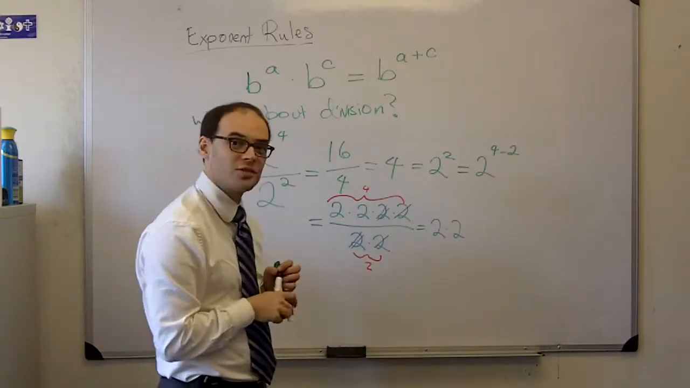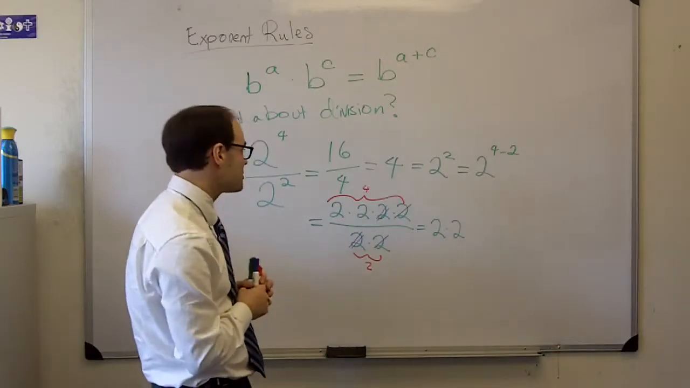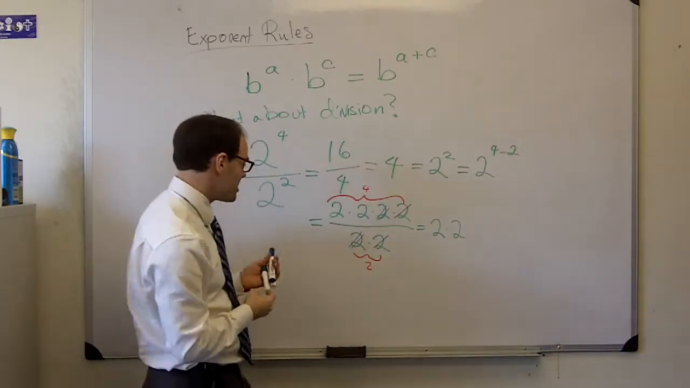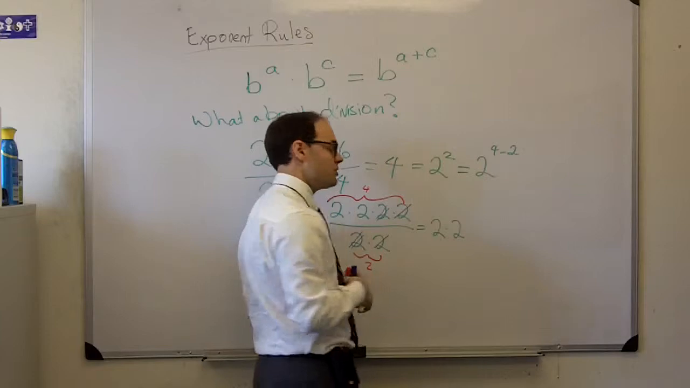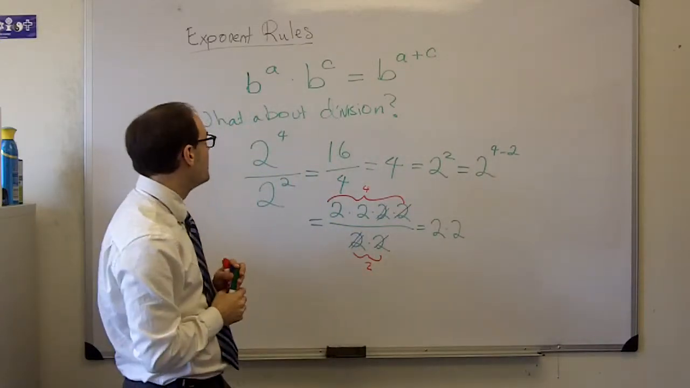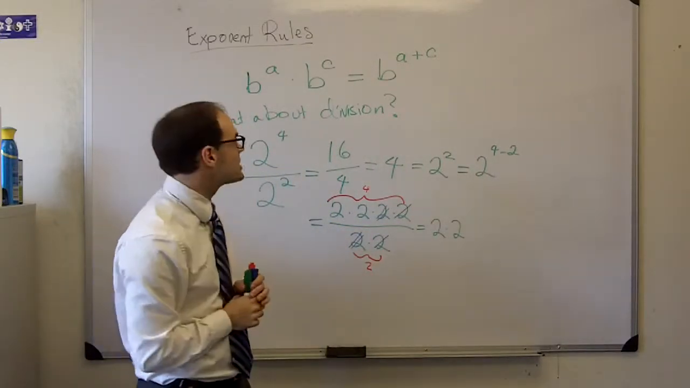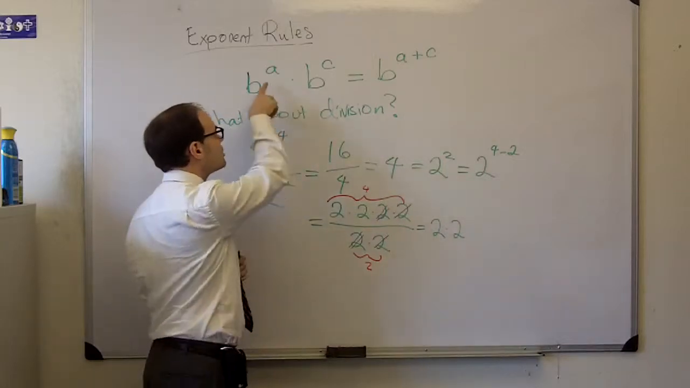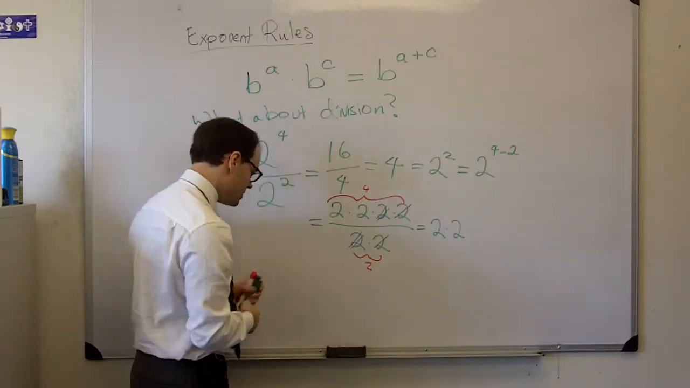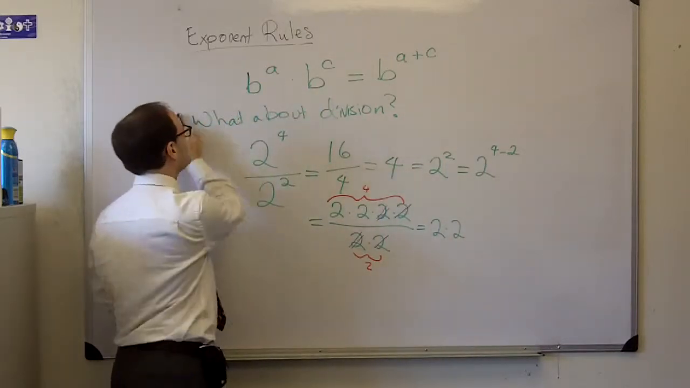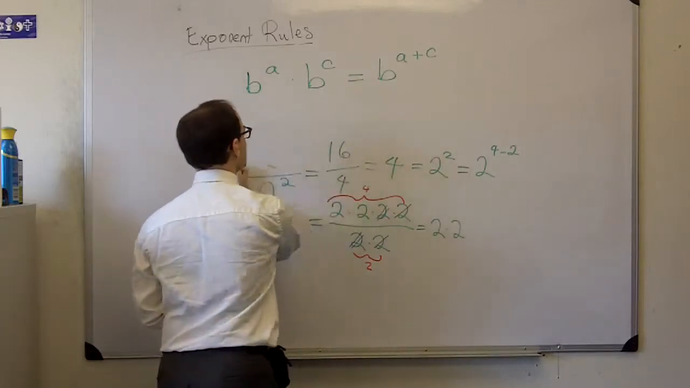Hence, the right manipulation seems to work. So this, of course, is in fact 2 to the 2, as we just advertised. So division cancels things out and subtracts away from these exponents. So we've got a second rule that looks like this.